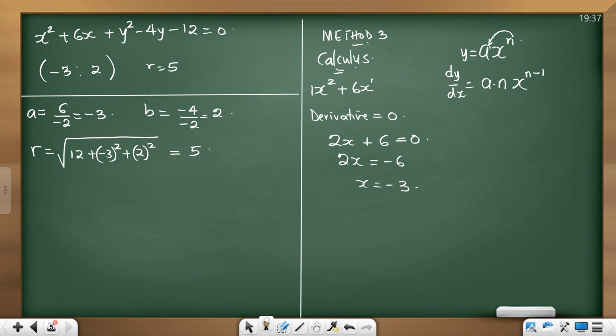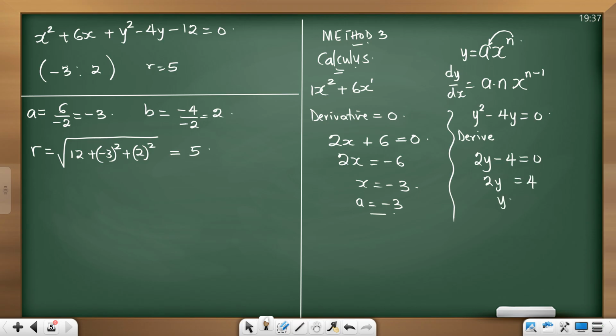My a value, right? So a is negative 3. Calculus just counts in everything. Let's try the y part quickly. You'll get it, don't worry, because of you I'm going to repeat a lot. Y squared minus 4y. Can we derive? What are we going to have? 2y. Just bring down the 2. Subtract 1. 2y minus 4 equals to what? 0. 2y equals to 4. What is y? 2. Can you see? Therefore, my b is 2.